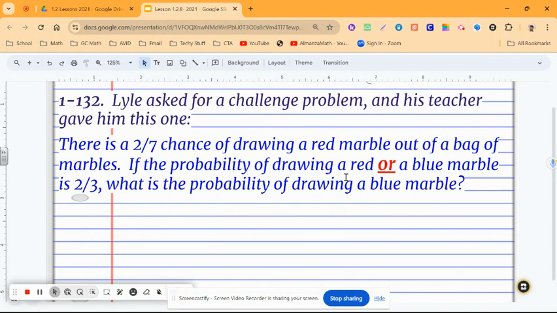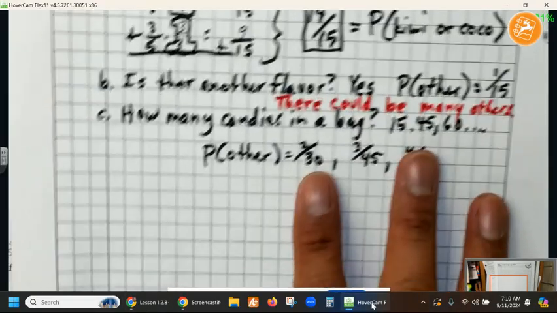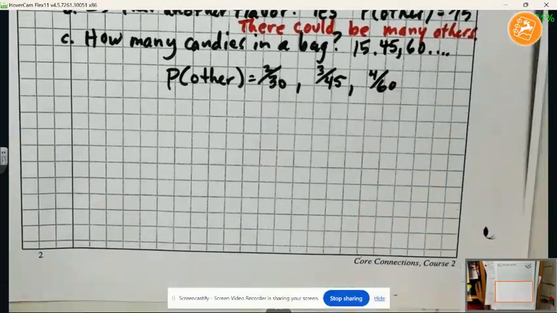So Lyle is asking his teacher to give him a challenge problem. And here's what his teacher said. There's a 2/7 chance of getting a red marble out of a bag of marbles. And if the probability of getting a red or a blue marble is 2/3, what's the probability of drawing a blue marble? Okay, so this one is kind of challenging. So let's go ahead and investigate that.